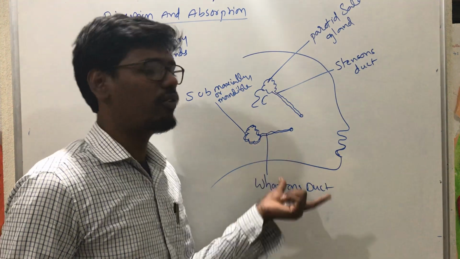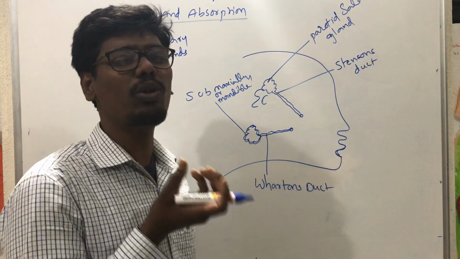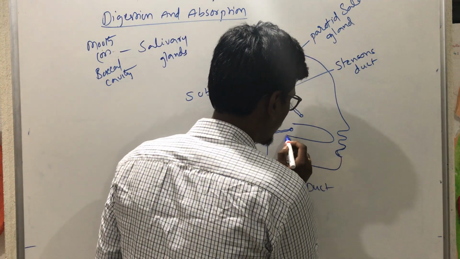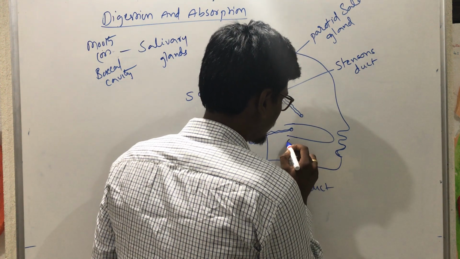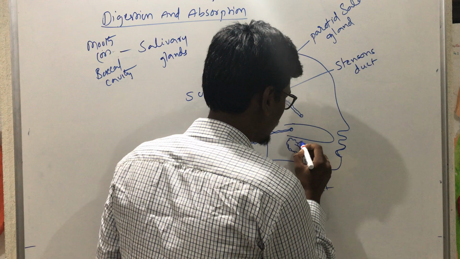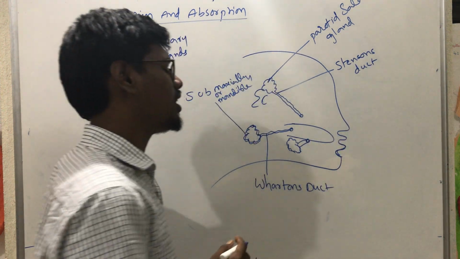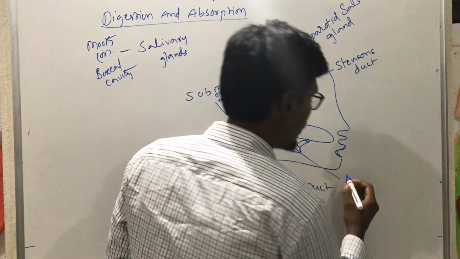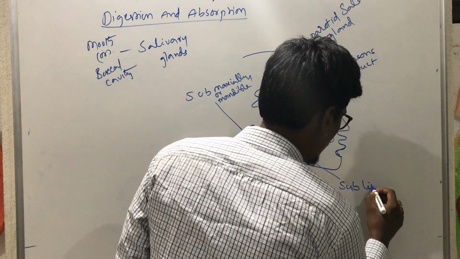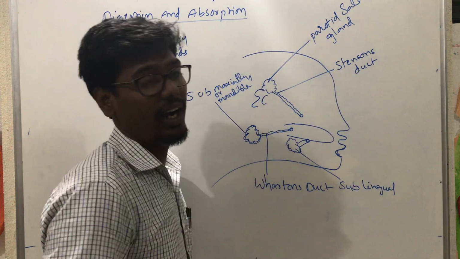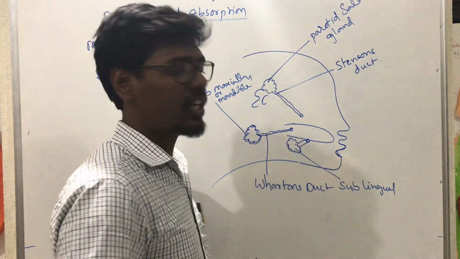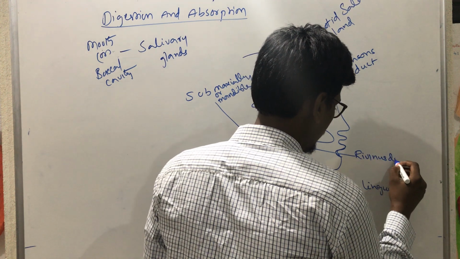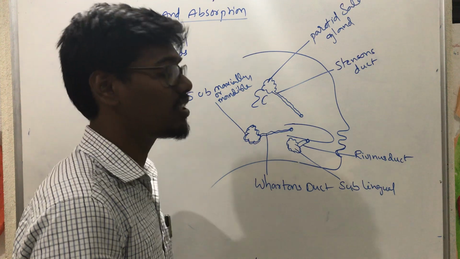And one more pair of saliva glands is there, below the tongue. This is the tongue, and below the tongue, this gland also has a duct. The gland is called sublingual. The sublingual gland's duct is called the ravenous duct.